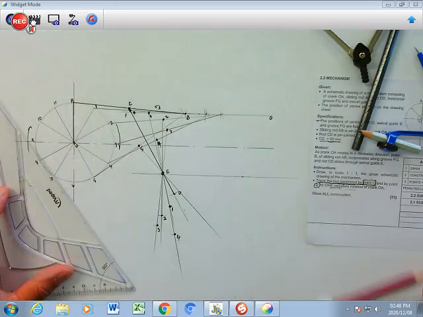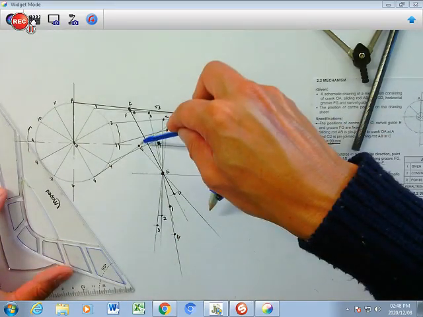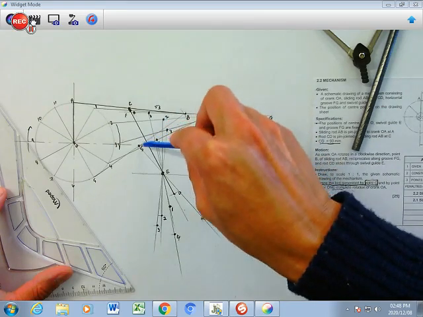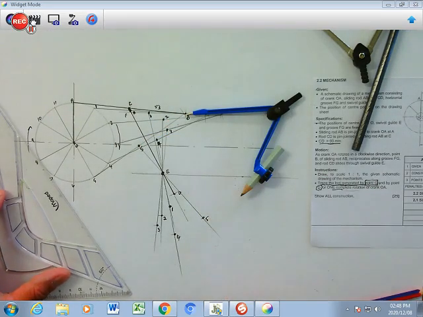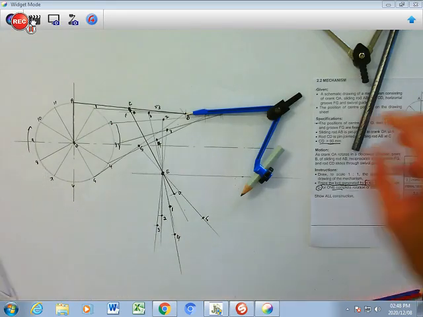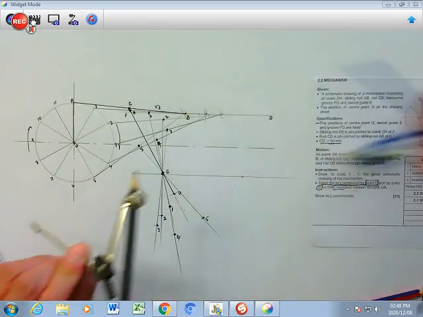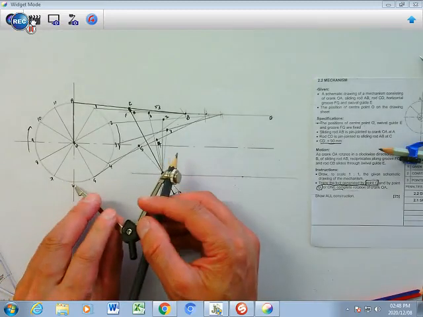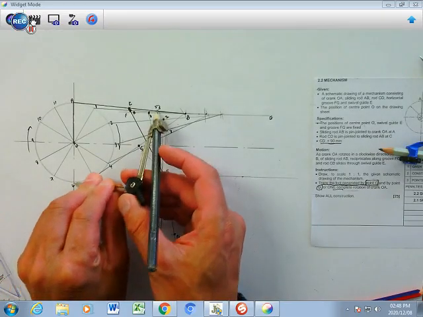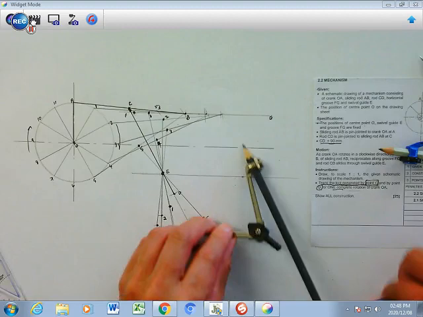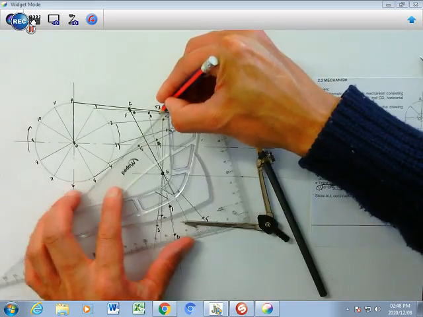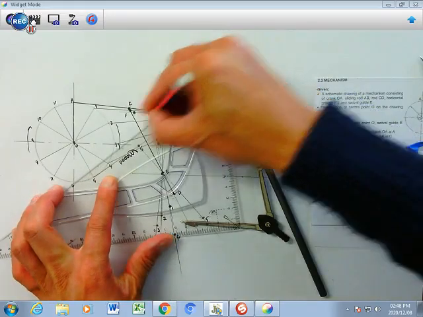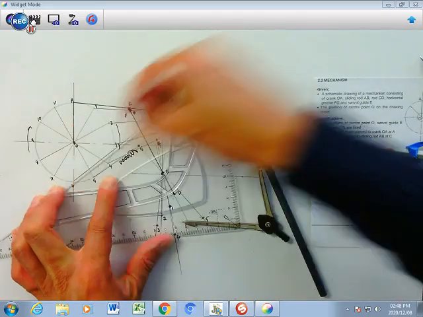There, I take my 90 from number 5. I arc it here. That's my 5 there. Right, my 6. Be careful which one you draw. My 6 there. Cut it off there. That is where my 6 is now on my slider to my number 6. That's my number 6 there.